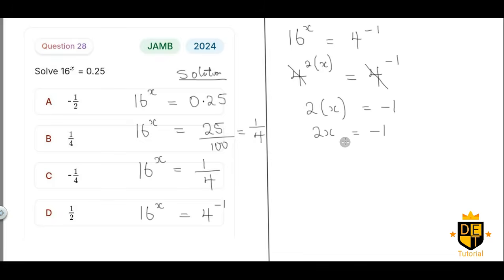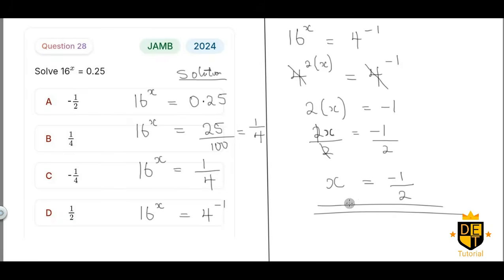The next thing I'm going to do here is to divide both sides of the equation by the coefficient of x, which is 2. The coefficient of x is the number that is attached to x. So I will divide both sides of the equation by 2, so that these 2 will cancel out these 2, and that will make my x stand alone. So x is equal to minus 1 over 2. This is my answer.